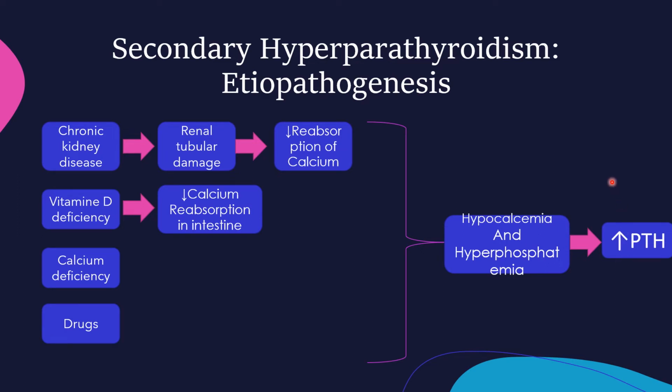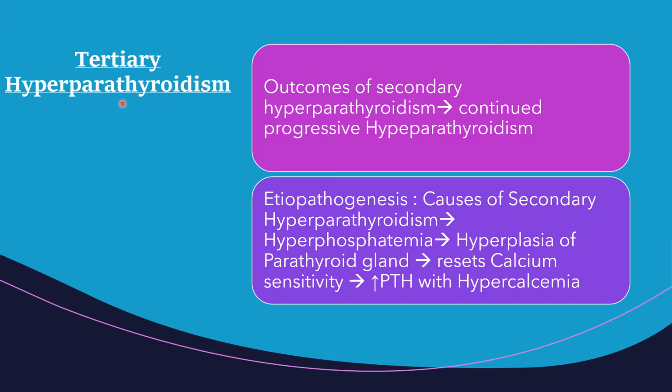So generally, we will not have clinical findings associated with the hyperparathyroidism, except obviously the clinical findings of the disease itself, due to the compensation to normal levels of calcium and phosphate. In case of tertiary hyperparathyroidism, it is more an outcome of secondary hyperparathyroidism. That's why it can also be called continued progressive hyperparathyroidism.